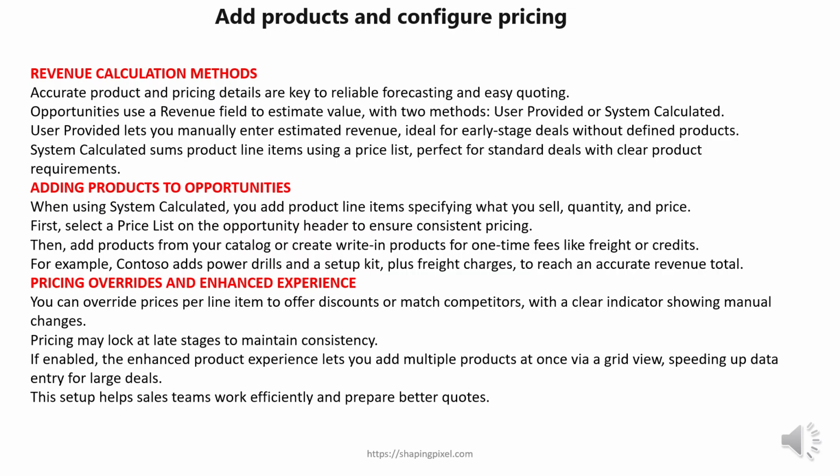Pricing overrides and enhanced experience. You can override prices per line item to offer discounts or match competitors with a clear indicator showing manual changes. Pricing may lock at late stages to maintain consistency. If enabled, the enhanced product experience lets you add multiple products at once via a grid view, speeding up data entry for large deals. This setup helps sales teams work efficiently and prepare better quotes.